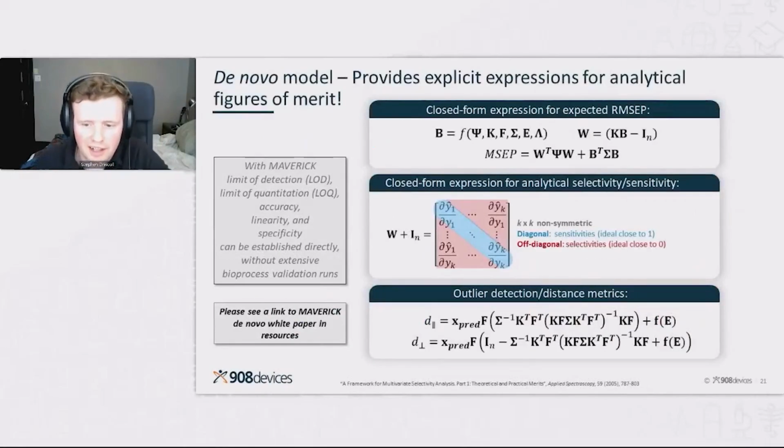So this is a scary slide. We won't actually go through the math here, but I think it's important to note that you can get explicit or closed form expressions here for selectivity and sensitivity and your root mean squared error of prediction, all from the mathematical framework without even putting the probe in a bioprocess. I encourage you again to check out that MAVERICK de novo white paper, where we plot some of these as a function of time during a bioprocess so you can see how they behave. But it's a huge benefit, especially in terms of development, for this framework compared to something like PLS, where you can't really get access to this a priori.